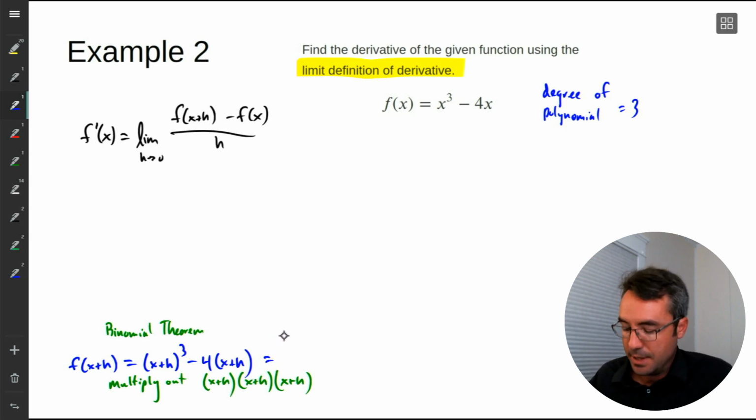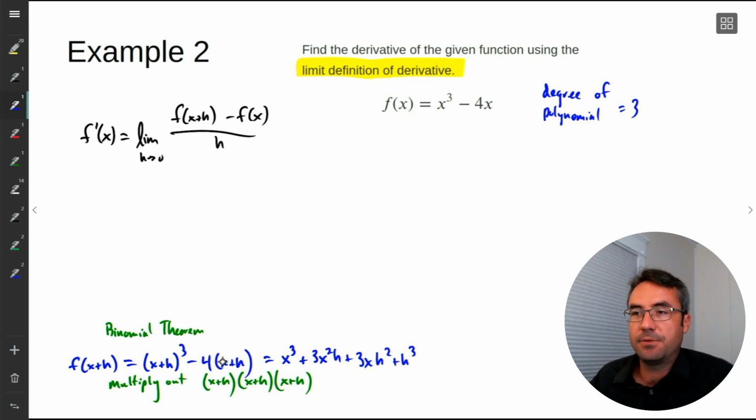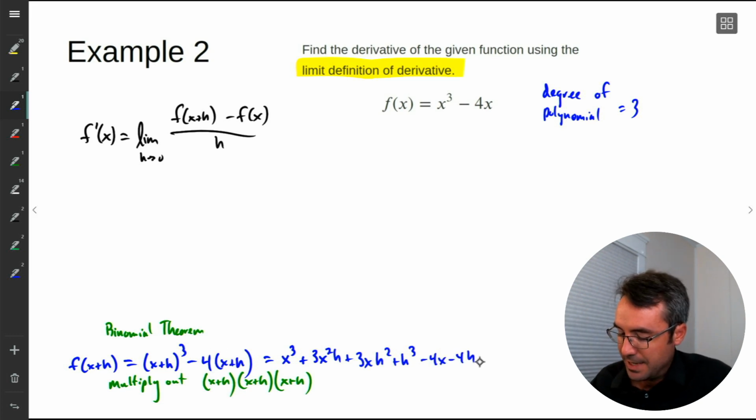So we're not going to show this. But what you would end up with is x cubed plus 3x squared h plus 3x times h squared plus h cubed. And then multiply out the minus 4 times x plus h. So we get a minus 4x minus 4h. And sometimes we might be able to consolidate some of these, but there's no similar terms here. So this is as good as we're going to get it.